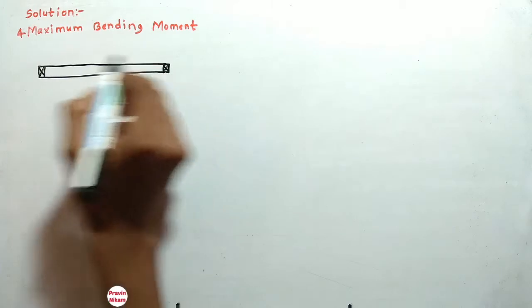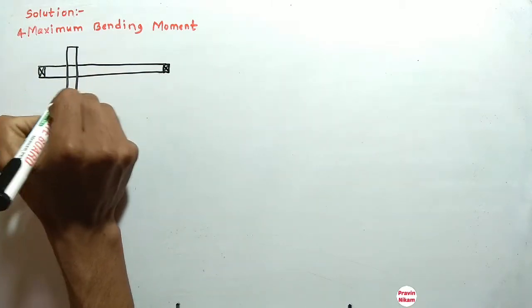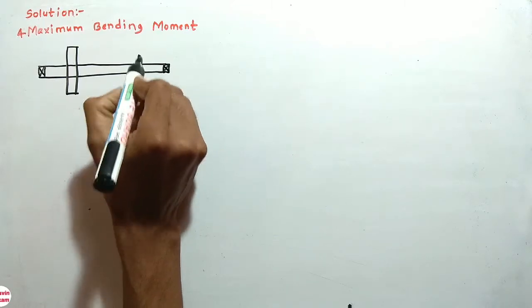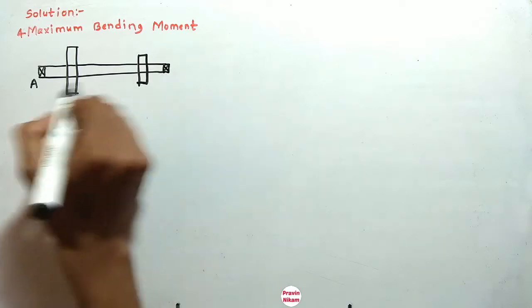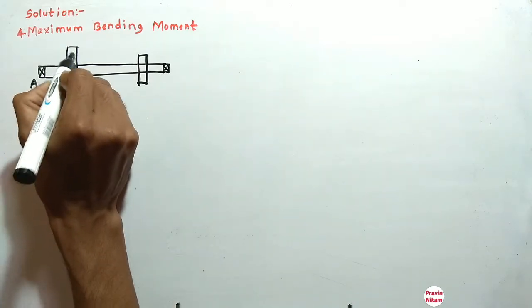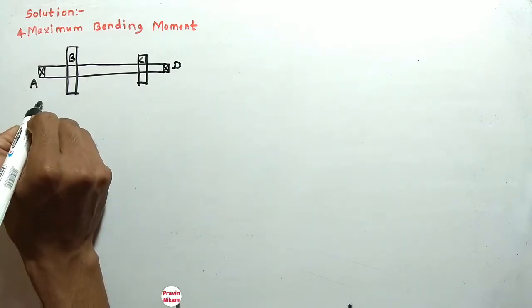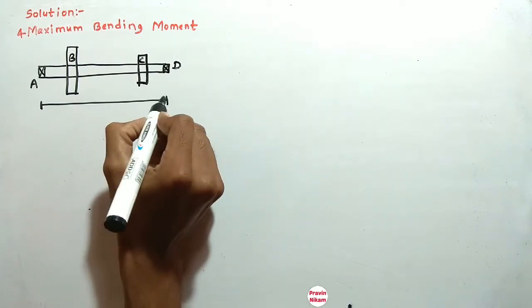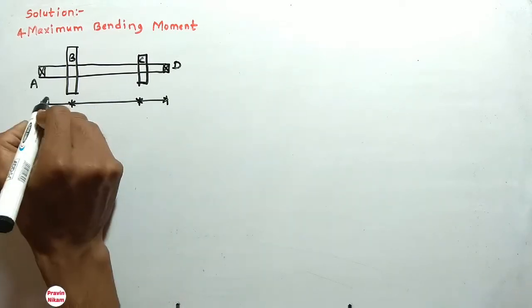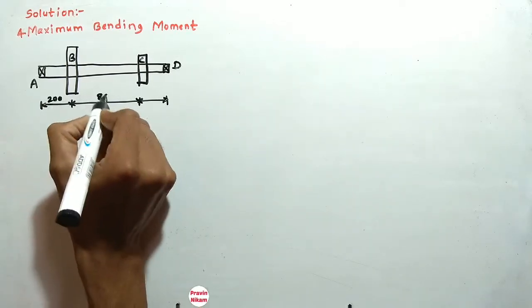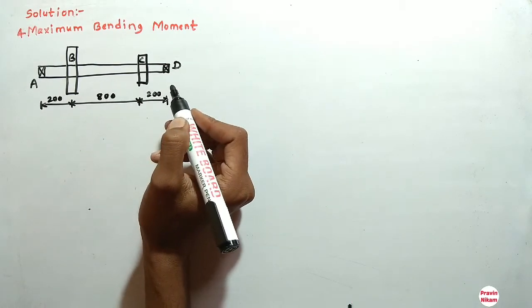This is the layout of our drive. This is pulley B and this is pulley C. This is bearing A, pulley B, this is C and this is D. Now these distances are: this is 200 mm, this is 800 mm and this is 200 mm.